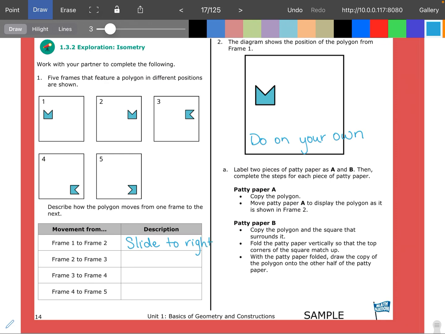What about 2 to 3? Well, when I look at frame 2, the polygon is concave pointing up, and then in 3 it looks like it's over to the side. So we had a turn, and that turn was to the right.